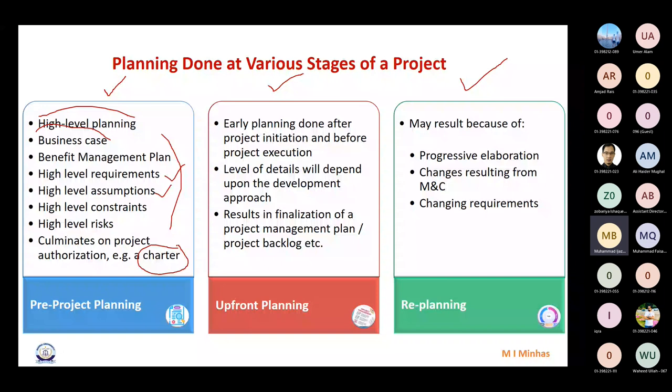In that we said that early planning is done after the project initiation and before we actually enter into execution. The level of detail that we cover in this planning would depend upon which development approach or project life cycle we are using. In case of predictive life cycles, we try to plan almost everything right up front. Whereas in case of adaptive approaches, we plan to a varying level. Obviously, those plans are short term. For the whole project, we'll keep things at a very high level, and then we will plan things for different iterations, right? I hope you are clear about that.